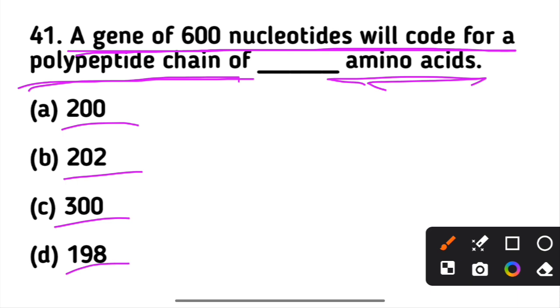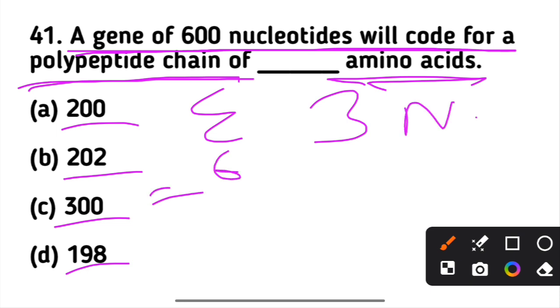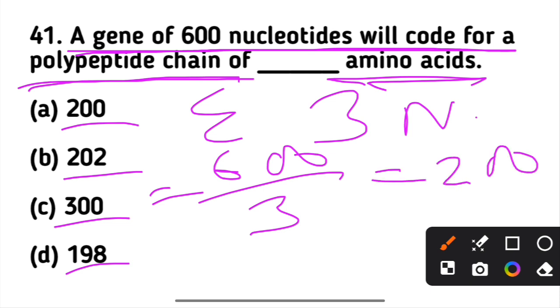So if we calculate this, each codon is made up of 3 nucleotides. So codons for one amino acid equal to each codon made up of 3 nucleotides. So the number of codons equals 600 divided by 3 equals 200. Option A is correct.